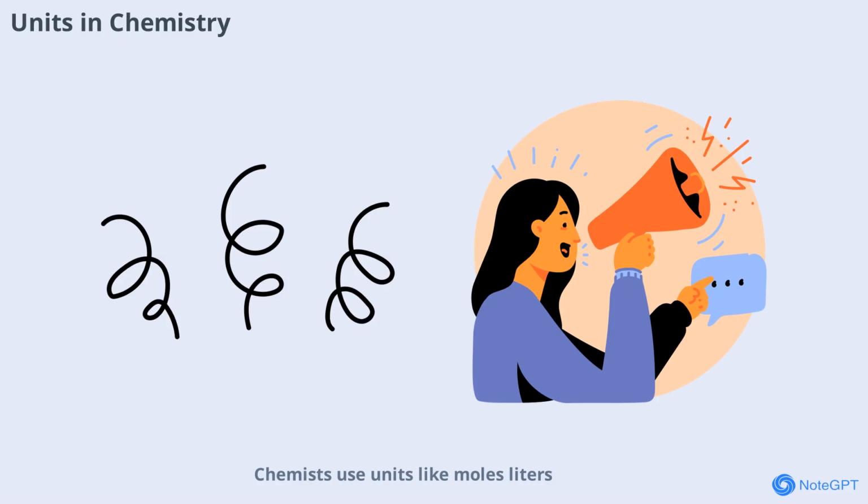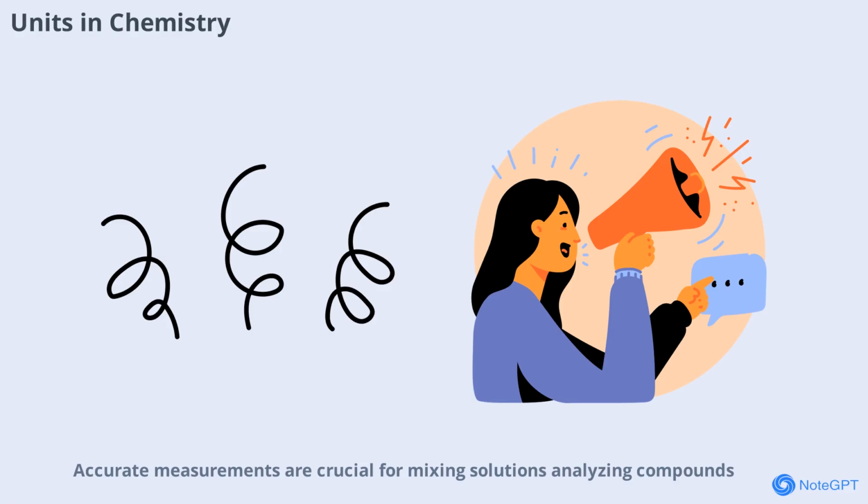Chemists use units like moles, liters, and grams to quantify substances and reactions. Accurate measurements are crucial for mixing solutions, analyzing compounds, and conducting experiments. Mastery of chemical units enables precise control over laboratory processes.